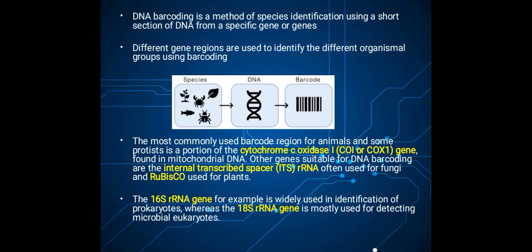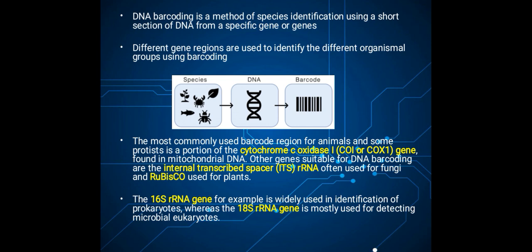DNA barcoding is a method of species identification using a short section of DNA from a specific gene or genes. Different gene regions are used to identify the different organismal groups using barcoding. The most commonly used barcode region for animals and some protists is a portion of the cytochrome c oxidase 1 found in the mitochondrial DNA.